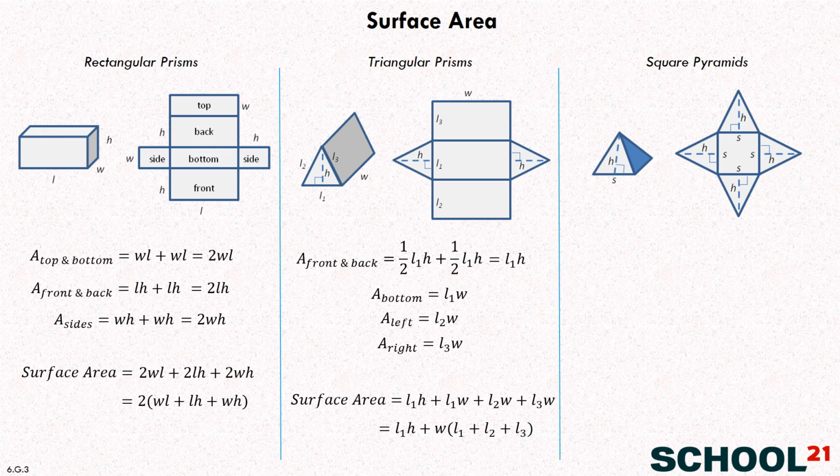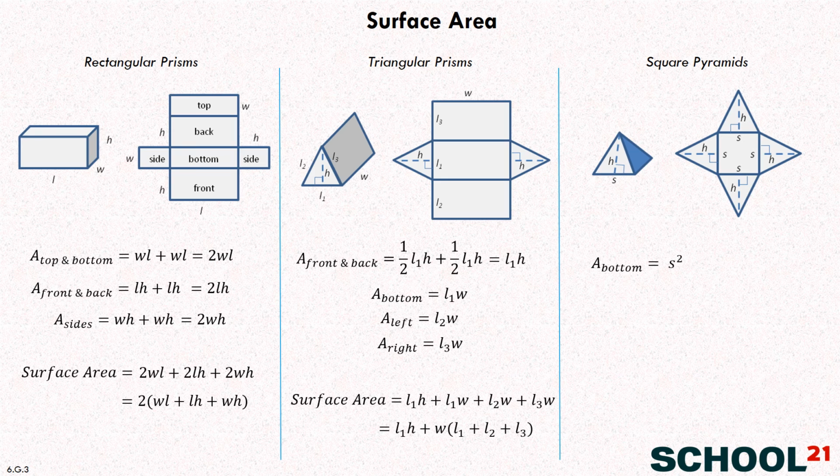And we have the dimensions there. S is the side of the square, and H is the height of the triangle that's slanted on the side of the pyramid, okay? So let's figure out the area of the square first. What would that be? S times S. Is there a simpler way to write that? S squared. Okay, very good.